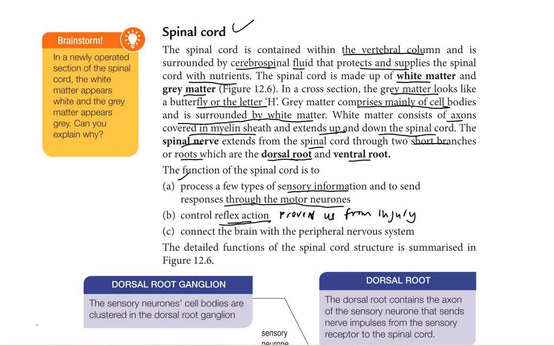Another function is to connect the brain with the peripheral nervous system. So this is also the function of the spinal cord.